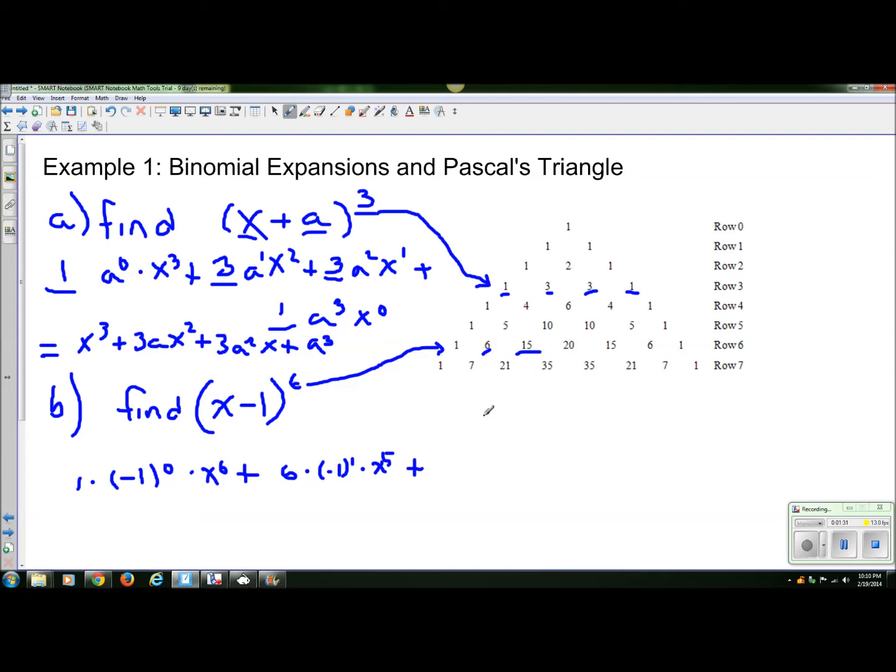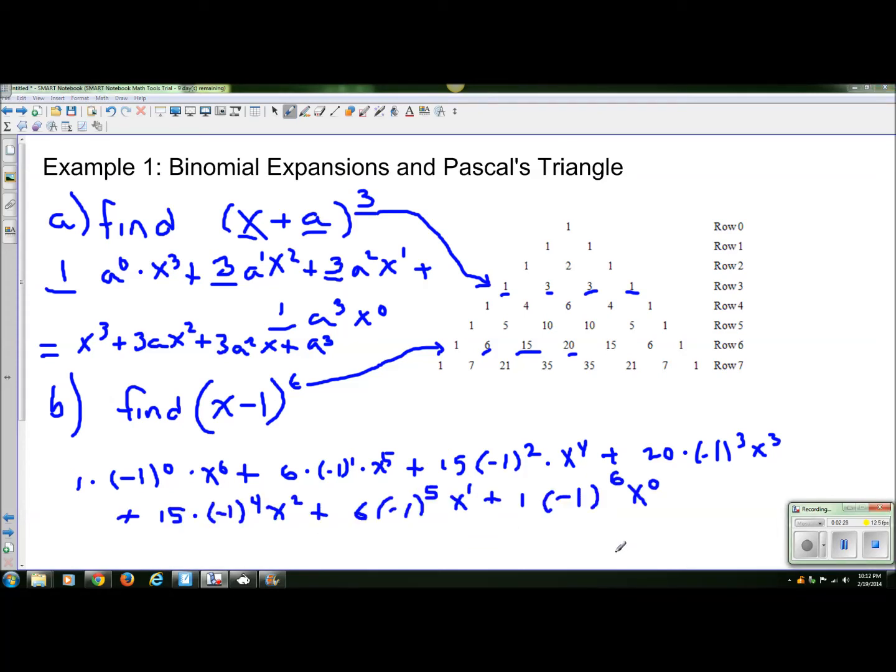And my coefficient's 15, so I'm going to do 15 times negative 1. Now I'm going to go squared, because before I did to the first. And I'm going to multiply that by x to the 4th, because before I did x to the 5th. It's a 4, not a y. Alright, and then I'm going to go on to my next term, plus, and I'm going to fast forward here and just fill out the rest of the terms for you. Okay, and I've filled these out.